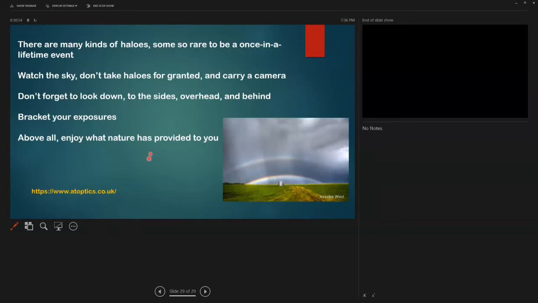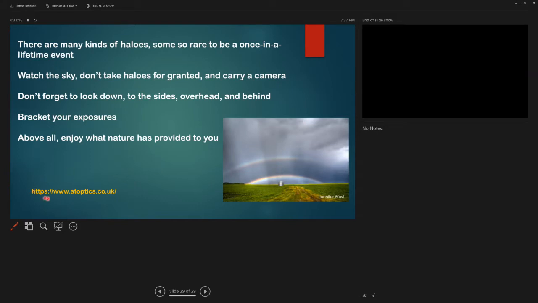So the best advice I can tell you is to always take a look at the sky. Don't assume that nothing is going to happen. Whenever there's cirrus cloud, especially, I'm always looking for halos. When you photograph them, bracket them, because usually, or often, the sun is in the exposure, and you want to be able to pull out the richness of the color in them.